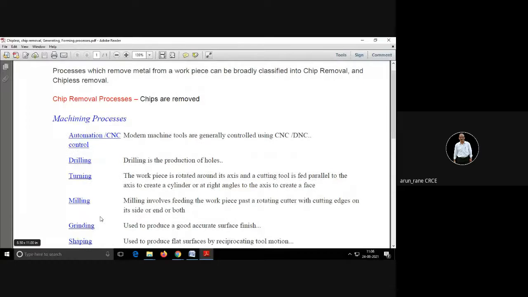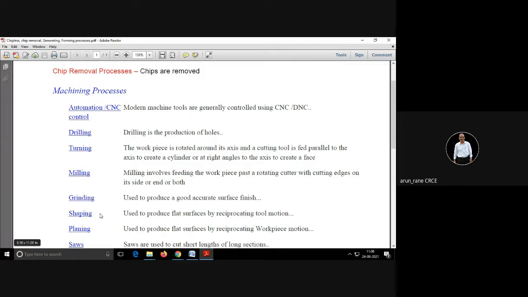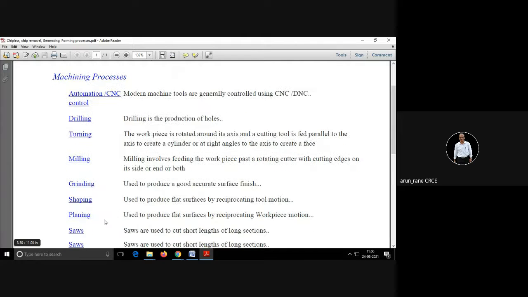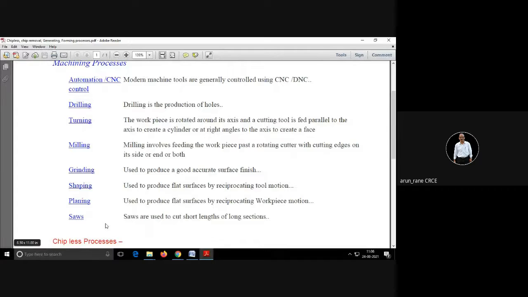Then in grinding also the chips are formed. Obviously in turning the chips formed are bigger, and in grinding the chips formed are very small. Then shaping is used to produce flat surfaces by reciprocating tool motion. Planing is also a machine used to generate flat surfaces. Then saw means power hacksaw or hand hacksaw or band saw. This is used to cut round bars, and not only round bars, it can be used for flats also.